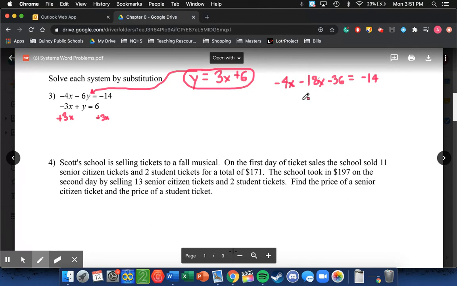So why don't I combine my like terms here? -22x. This is going to work out pretty nicely, because when I add 36 to both sides, the difference between these numbers is 22. So if that's really the case, then what is the x worth? Right? What is the x worth? -1.